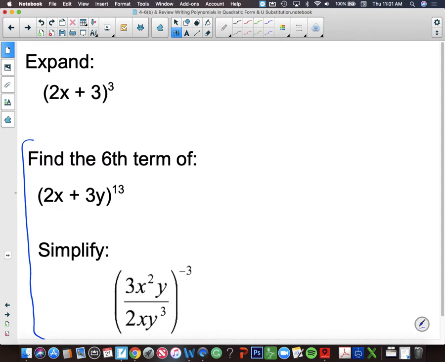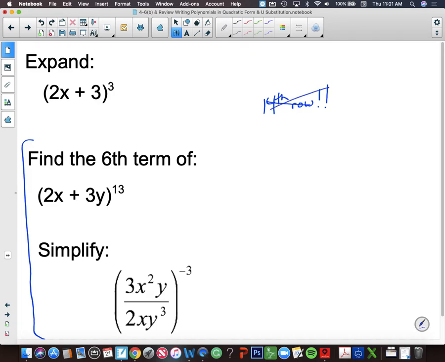So bringing back a little bit of binomial expansion, we're finding the 6th term of that. There are 2 different ways to do it. You can use Pascal's triangle, but that would be pretty terrible because we'd have to go down to the 14th row, and that would be a pretty big triangle. The other way to do it is with the combinations.